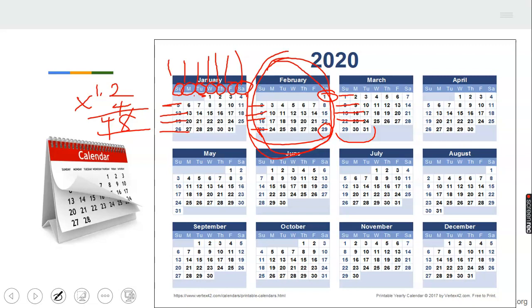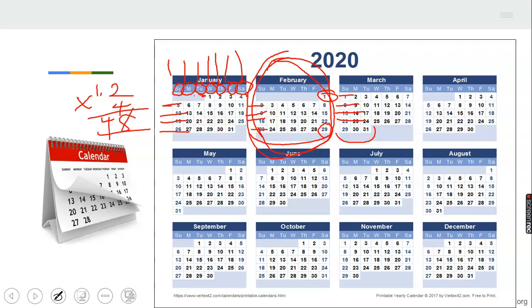So if February is 29 now, next year will be 28, the next one after that 28, the next one after that 28, and then the fourth one will be 29. Is that taken? So it is like that. 29, 28, 28, 28, 29, 28, 28, 28, 29, 28, 28, 28, 29. So that's how it is.